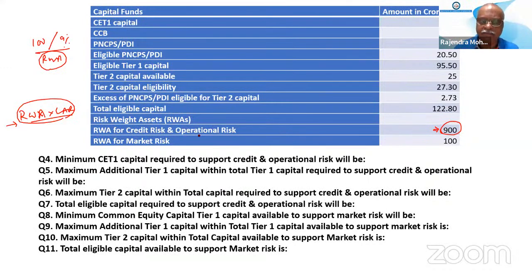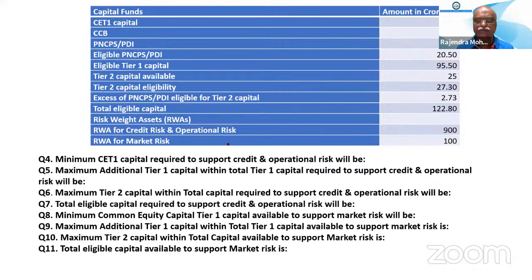Normally in the question they will give what is the RWA for credit risk, what is the RWA for operational risk, what is the RWA for market risk. Separately they will give. In that way, there will be no confusion.